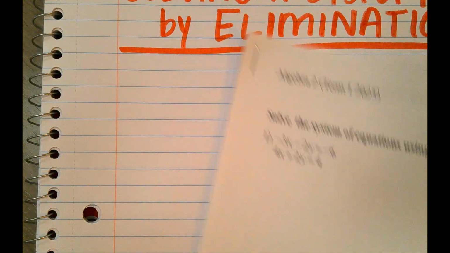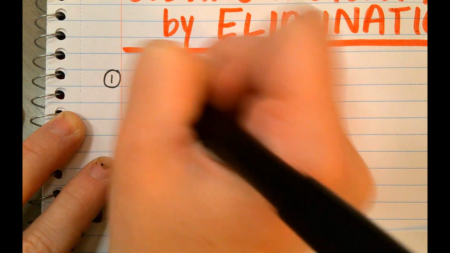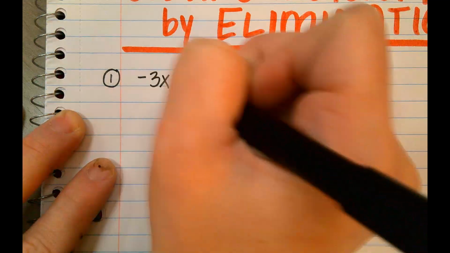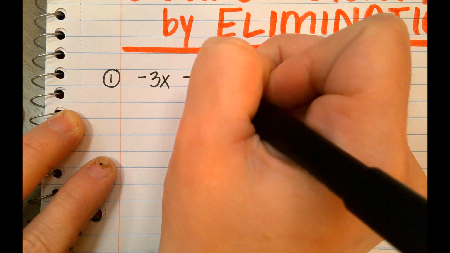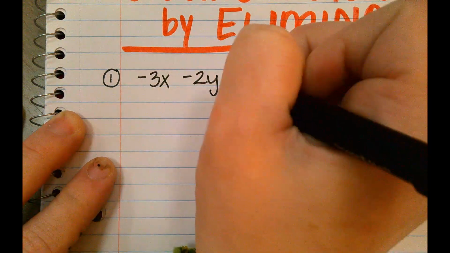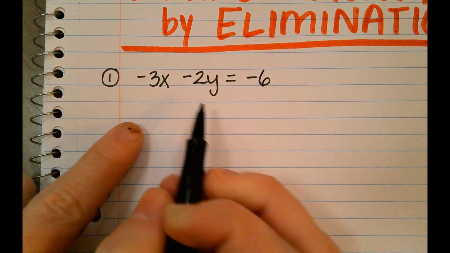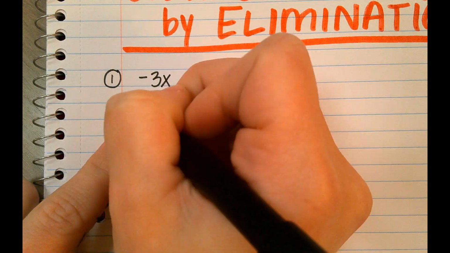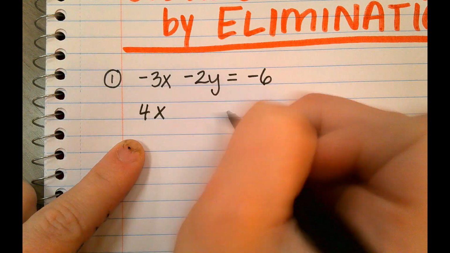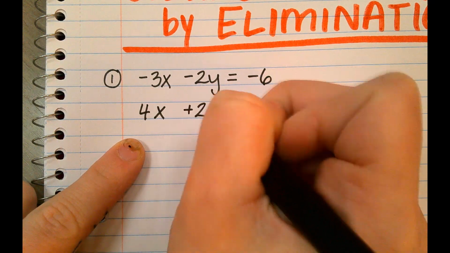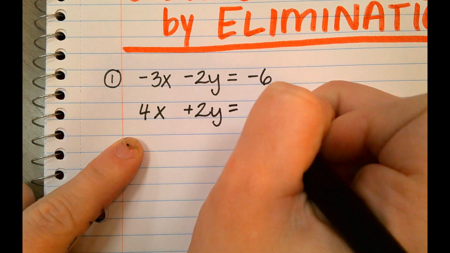And I'm going to show you how we do this. Number 1. Negative 3x minus 2y equals negative 6. And I have 4x plus 2y equals 4.